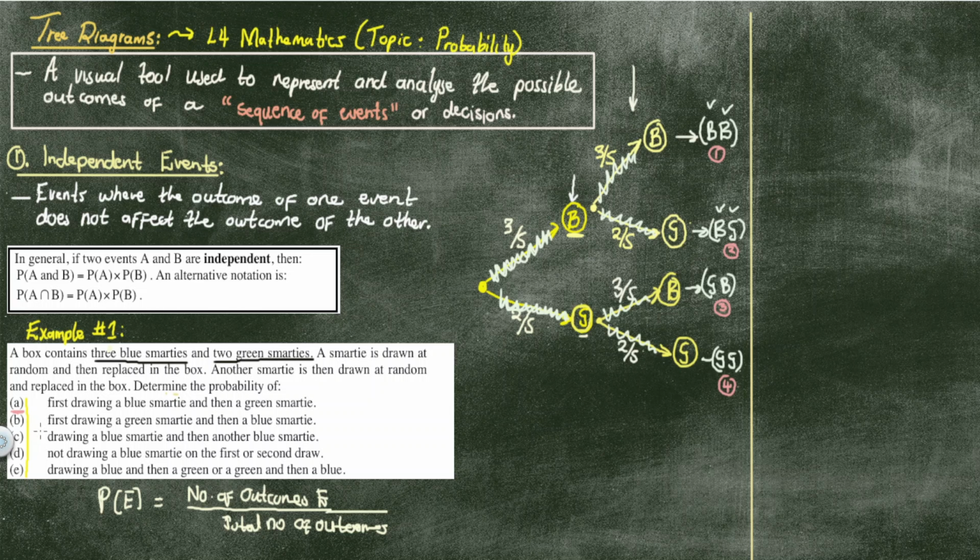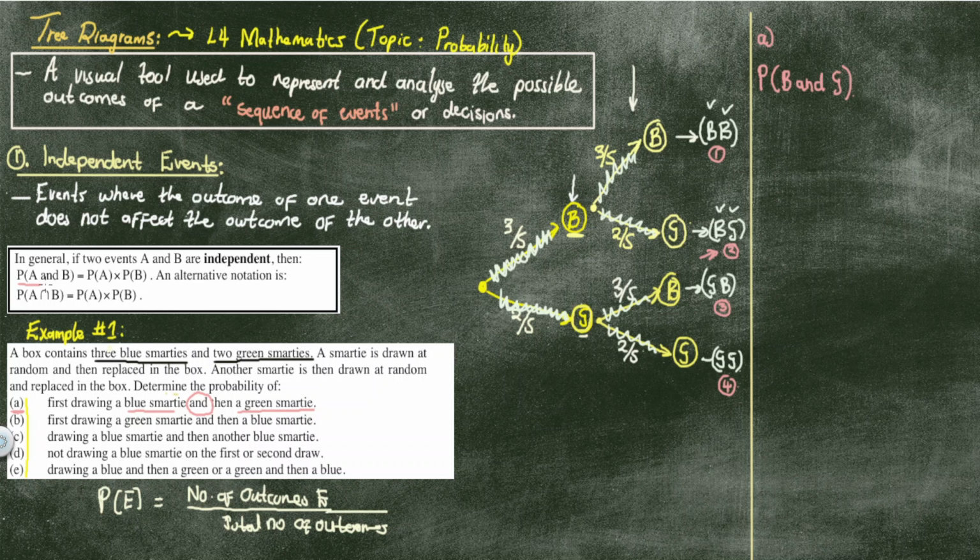Okay, now A: calculate the probability of first drawing out a blue smarty, then a green smarty. So here in A, we want the probability of taking out a blue smarty and then a green smarty, right? So we want that for the first row we keep it blue, then for the second row we keep it green. So I think the probability we will calculate by using the second branch, right?